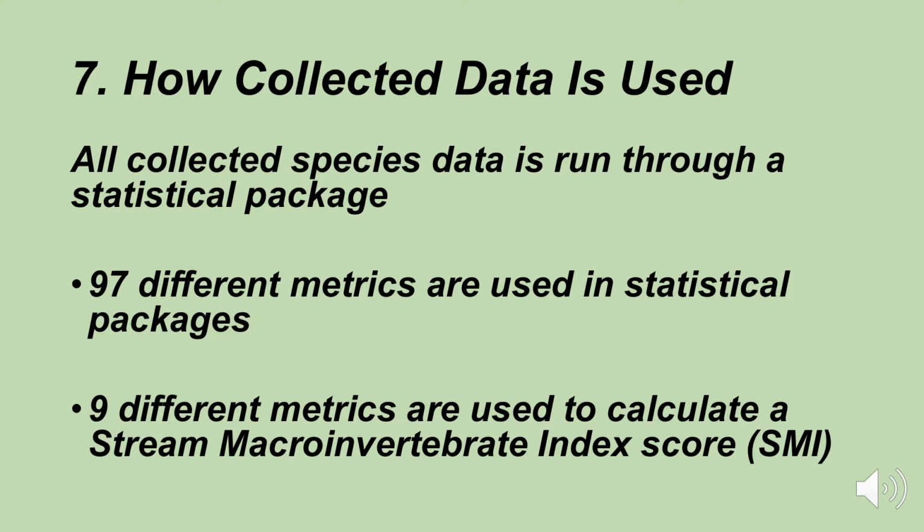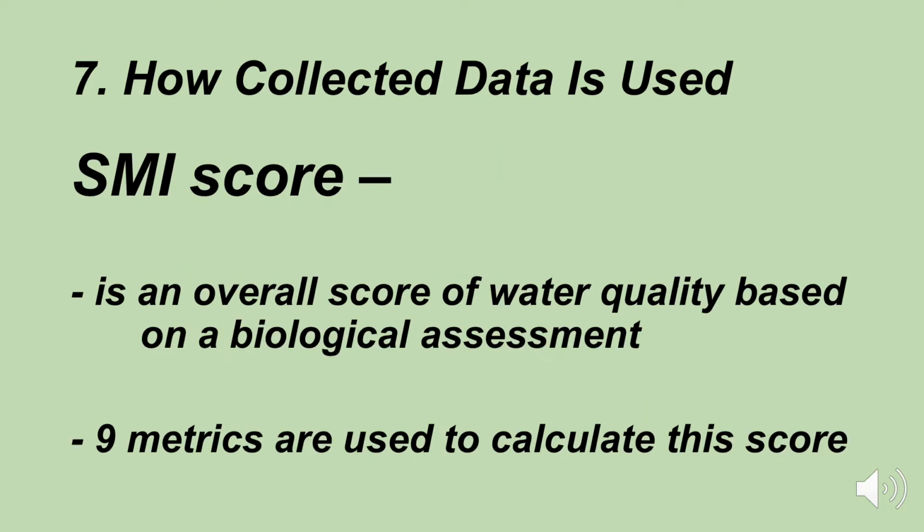So what we're trying to do is come up with a stream macroinvertebrate index score. And based on that number, we can determine whether or not the stream is meeting the designated beneficial use. The SMI score is an overall score of the water quality based on biological assessment. We use 9 metrics to calculate this score, and we'll show you how it's done in just a few moments.